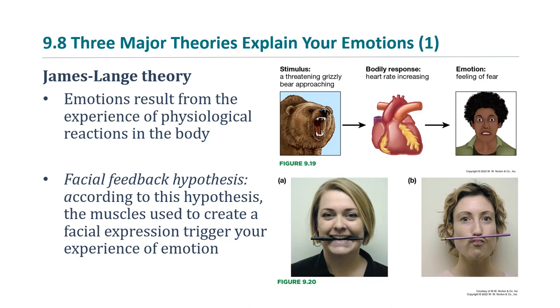So the James-Lange theory and the facial feedback hypothesis suggest that you're happy because you smile, not that you smile because you are happy, which is what the common person would say. Hey, when I'm happy, I smile. If I'm sad, I cry. These theories are saying that you have the body reaction first. When you smile, it gives you the emotion of happiness. When you cry or frown, it gives you the emotion of sadness. Okay, that's the first theory.